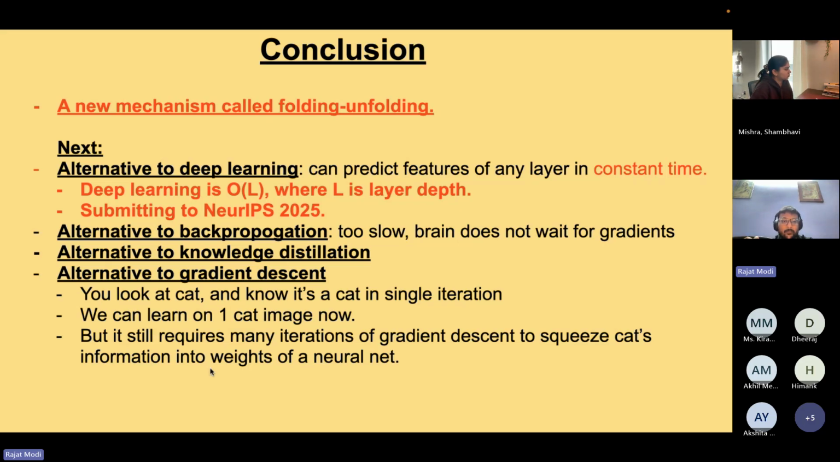So the amount of time it takes you to compute the features at any layer is basically the amount of depth the layer is in your network. And that is how deep learning has worked. But what we have actually done is we have made that time a constant. So we can query the features of any layer in a constant amount of time, and it does not matter how deep it is. In fact, we are seeing very nice results using that, and that is something we are planning to submit to NeurIPS this year.